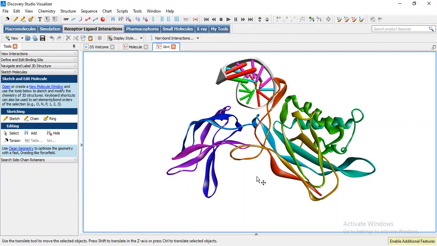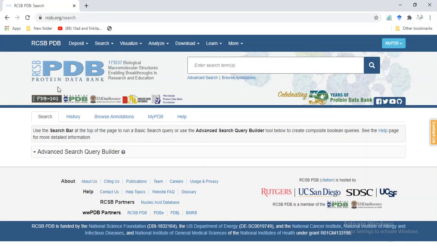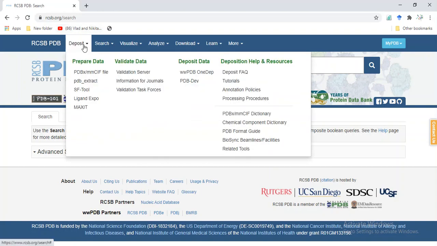Thousands of researchers around the globe deposit their crystallographic data every year in different databases. The most important and common one is the RCSB Protein Data Bank, which contains 1,73,537 biological macromolecules. We can deposit our crystallographic data in this database.